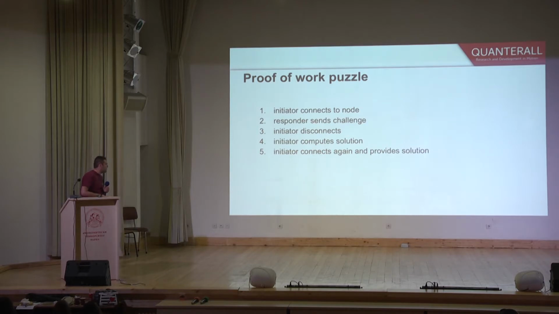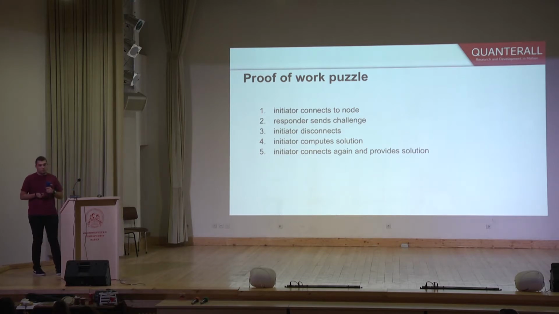So how is the workflow of the proof of work puzzle decided to be? First, the initiator connects to a node. The responder sends a challenge. The initiator disconnects. Then the initiator computes the solution. And lastly, the initiator connects again and provides the solution.